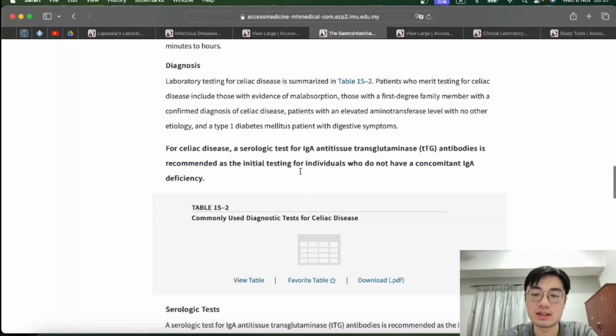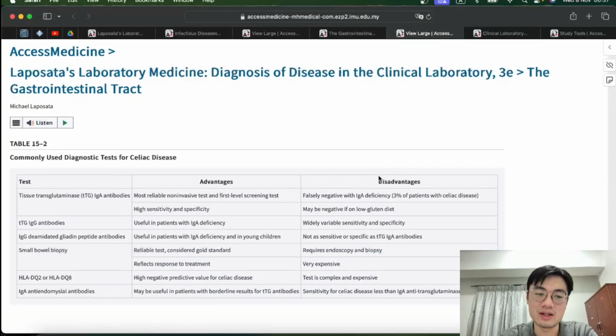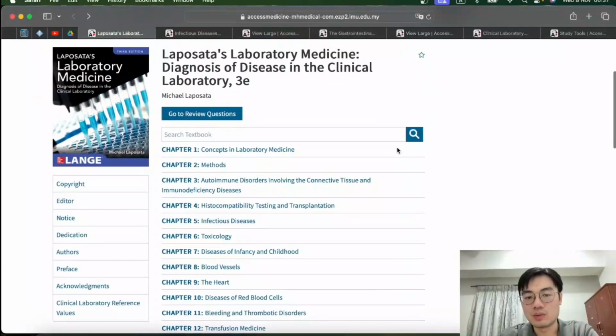Then the diagnosis. For diagnosis, there are actually a few different types, and as usual, I like the tables, so we will be looking into the tables. When we click here, it will bring you to this page. As you can see, it's very easy to understand. These are the different tests, and it also gives you the advantages of each test, so you can know in which situation to carry out which particular diagnostic test for the particular patient.